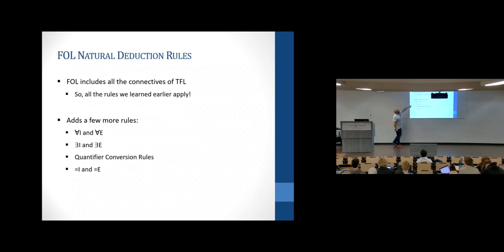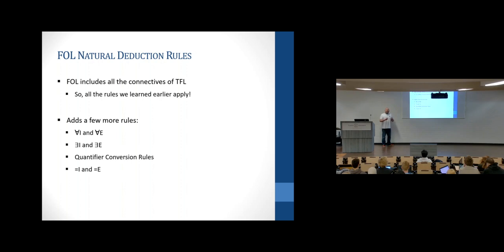Specifically, we're going to have introduction and elimination rules for both quantifiers. So universal introduction, elimination, existential introduction and elimination. We're going to have what we'll call quantifier conversion rules. These are ones that basically let us play swapsies. If you have a quantifier next to a negation, you can swap them around. And the last pair of rules, interesting ones, are about identity introduction and identity elimination. So we'll go through these one by one.